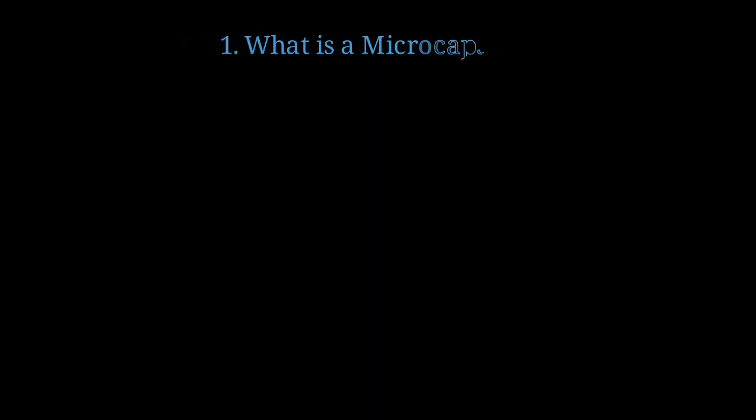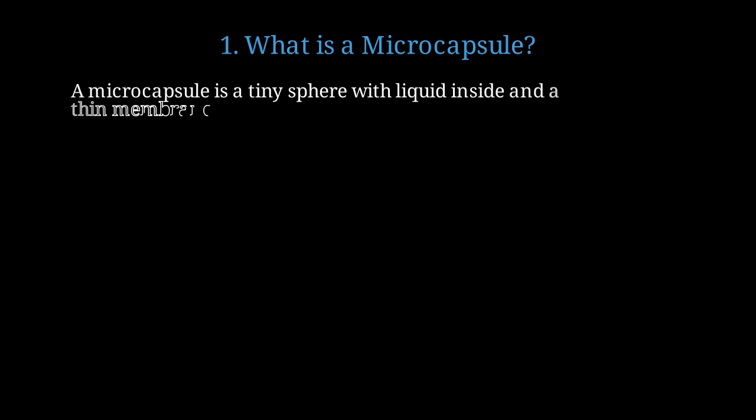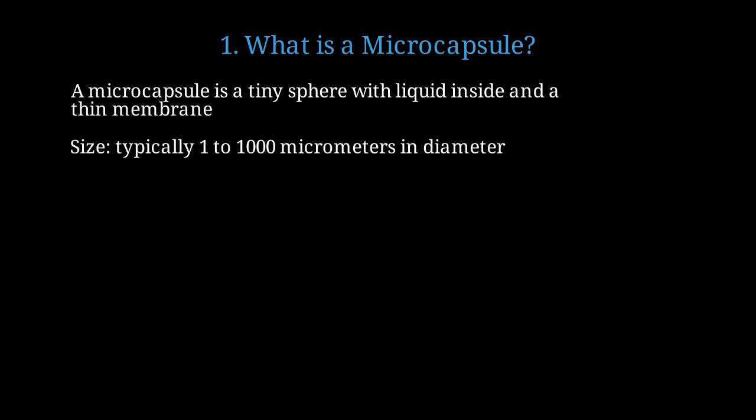Let's start by understanding what microcapsules are and why they matter. A microcapsule is essentially a microscopic container, a tiny sphere containing liquid surrounded by a thin elastic membrane. These capsules are incredibly small, typically ranging from 1 to 1,000 micrometers in diameter. That's about the width of a human hair or smaller.